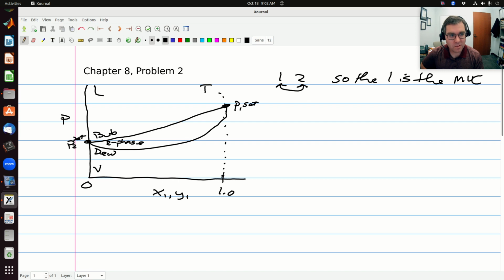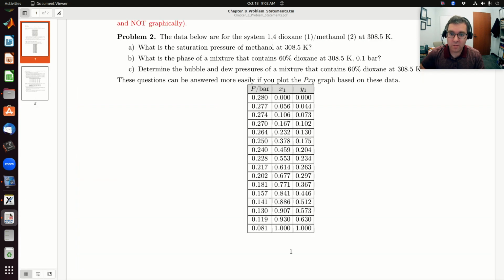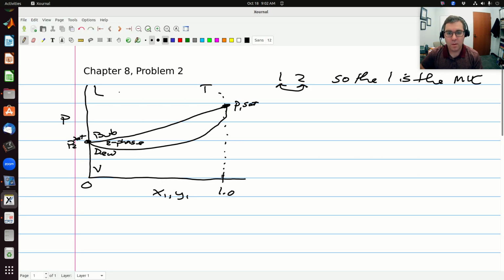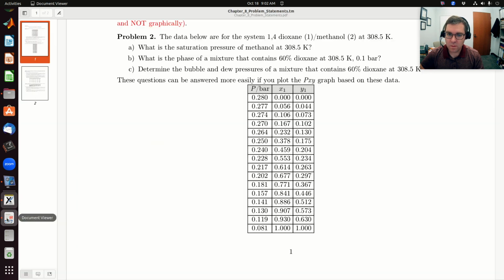We could solve it the opposite way. In my picture, I would just get a mirror image, and I would just need to keep track of what I have. But with that said, we're going to switch the role of 1 and 2. So what I'll end up with is P1 sat is 0.28 when I switch them, and P2 sat will be this 0.081.